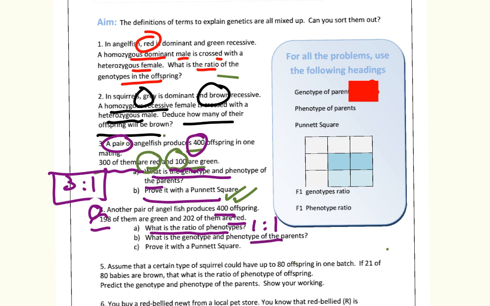He said the phenotype is already given. You have green and red. So this will be the phenotype. So the ratio of the phenotype in the parents will be red. So I will write here the phenotype of the parents, red and green.